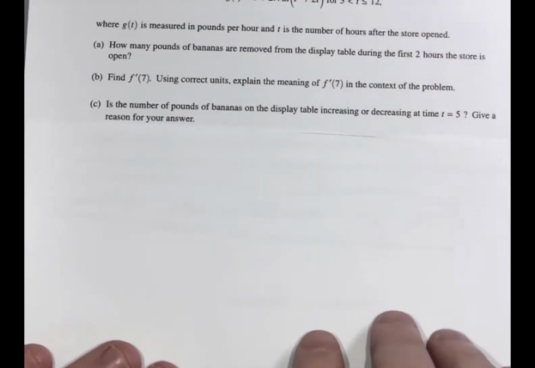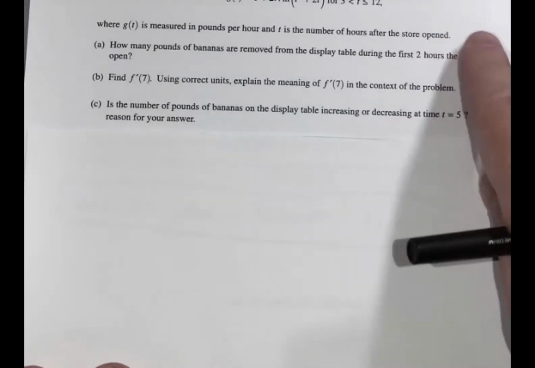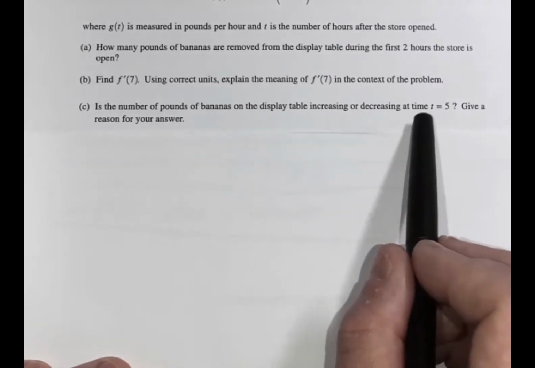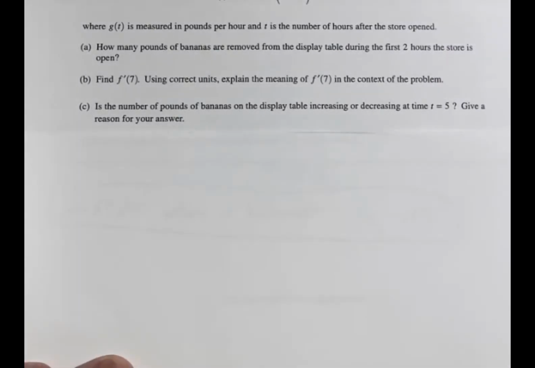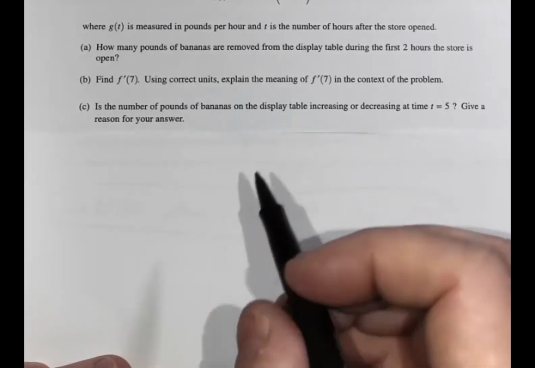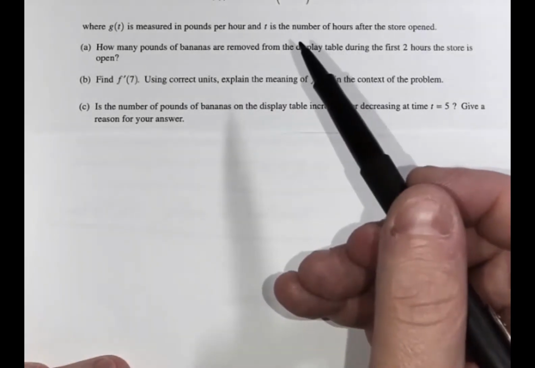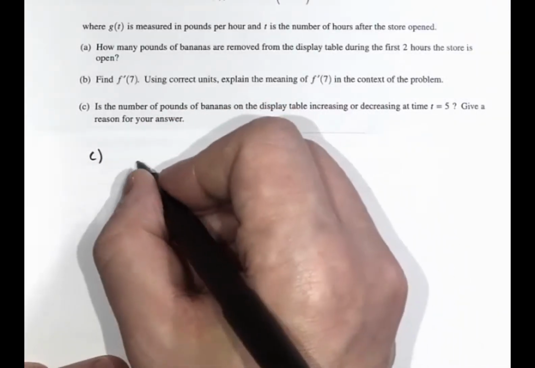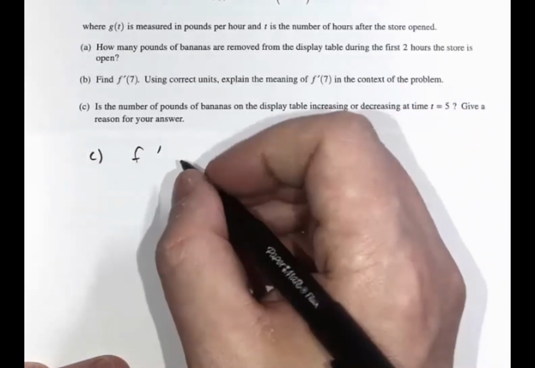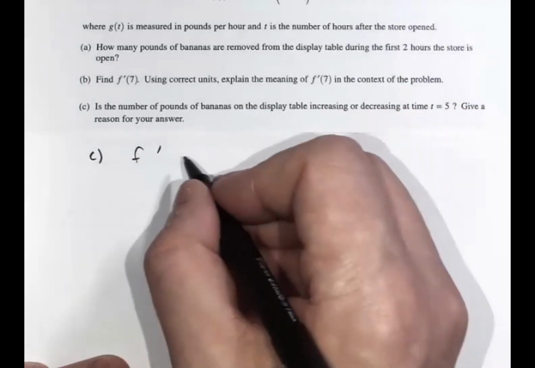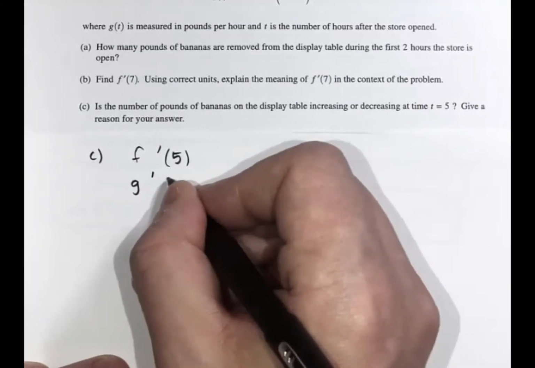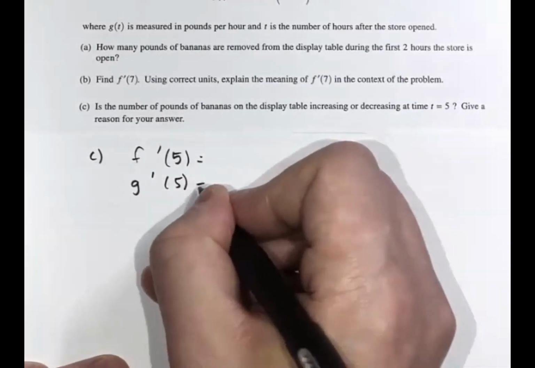Is the number of pounds of banana on the display increasing or decreasing at time equals 5? Give a reason for the answer. So to see if it's increasing or decreasing, we need to figure out if the stockers are stocking up faster than the consumers are taking them. So let's figure out those separately. Let's do f prime of 5, then I'll do g prime of 5, and we'll interpret those.